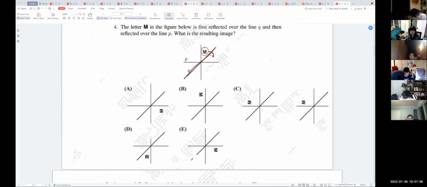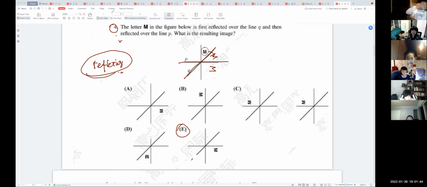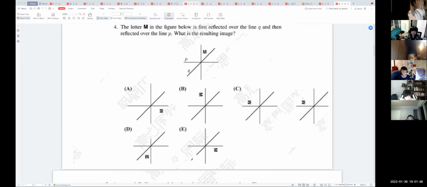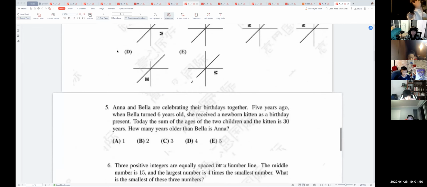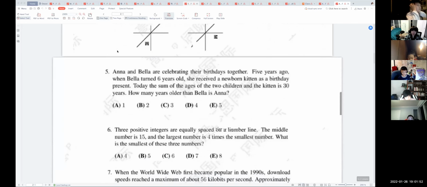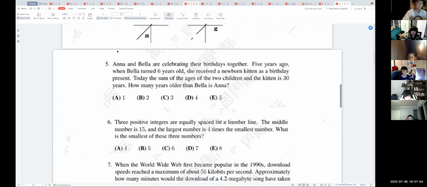Very good. Okay, so next week we're going to have a lot of similar questions like that, because these reflecting questions haven't appeared for a long time, and suddenly this one came up. So next week we'll study this topic specifically, to get the kids' brains turning, okay? Okay, so number 5, Anna and Bella are celebrating their birthday together.